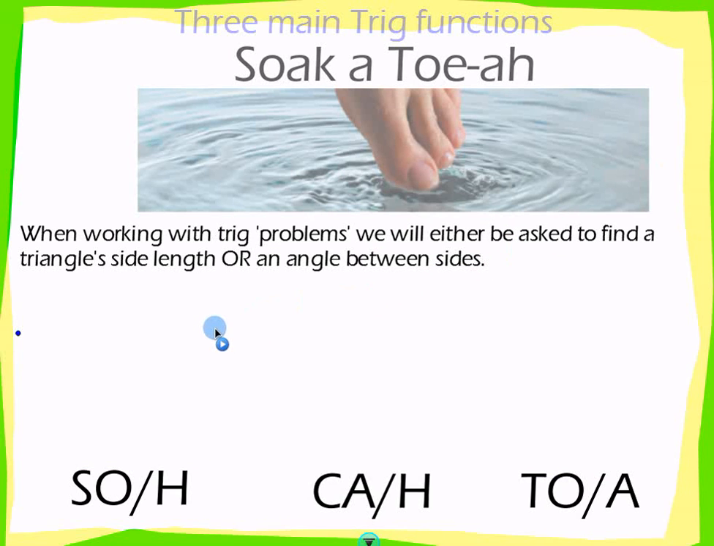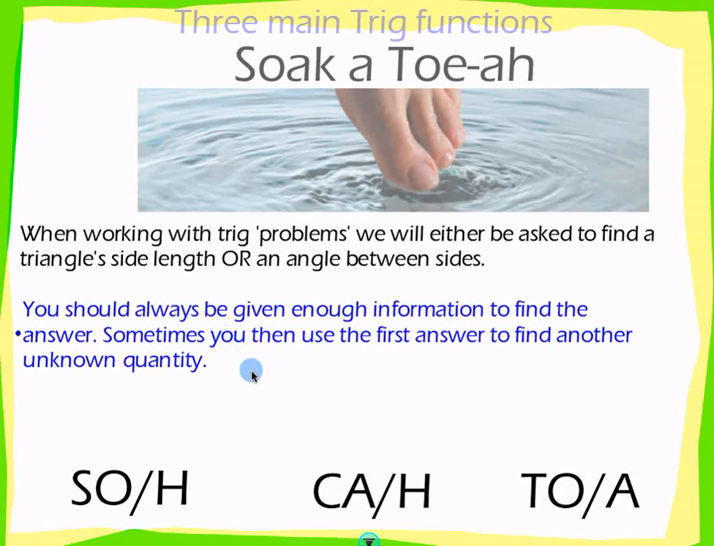So when working with trig problems, we'll either be asked to find the sides of the triangles, like the lengths of those sides, or the angles in between the sides. And you should always be given enough information for the answer, otherwise it's not a proper question, is it? But then you may be asked to find further information once you've found out, say, two of the sides. You can find a third.